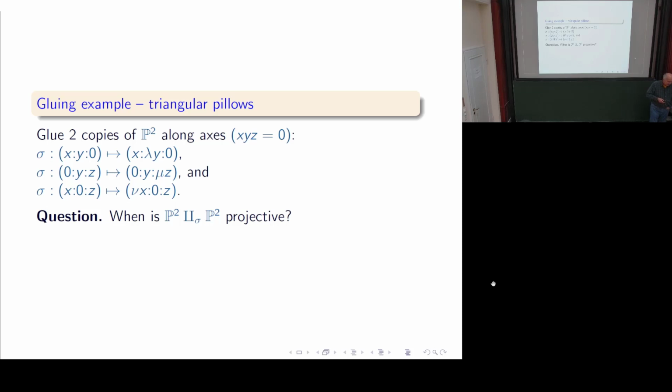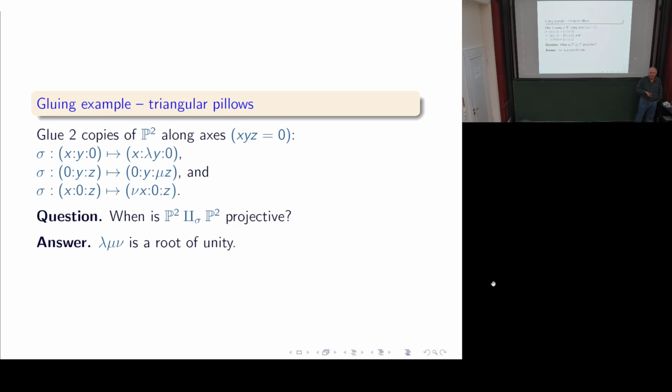These are the triangular pillows. I take two copies of P2 and I have the coordinate axes in them, X, Y, Z. And then I just identify these coordinate axes. But here is some shift. Along the Z equals zero axis, I multiply by a constant lambda, and then a mu and a nu. Then it's very easy to see that after identification, you get this scheme. And now the question is, when is this projective? Well, anyone knows when this is projective? Actually, that's correct: lambda mu nu should be a root of unity.